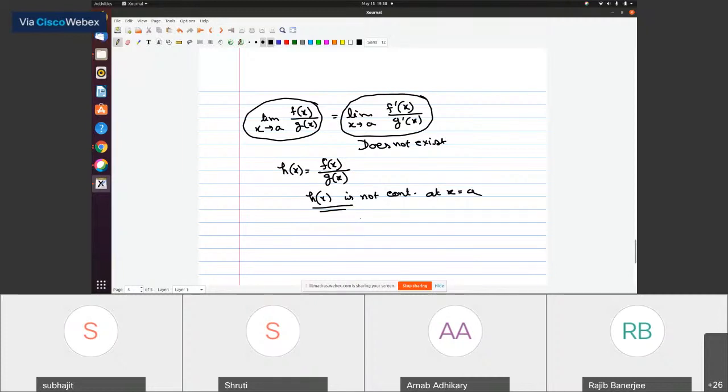Because for the continuity of a function, this limit has to exist first, and then it has to be the exact value h of a. If that happens, then only we say that the function is continuous. Now you are saying that this limit does not exist, so obviously this function is not continuous. Okay, thank you, sir. Clear?